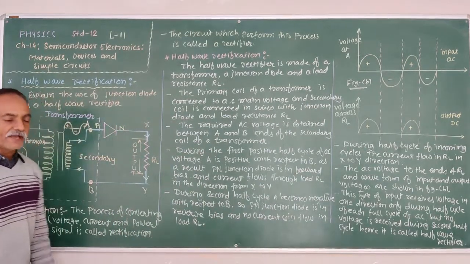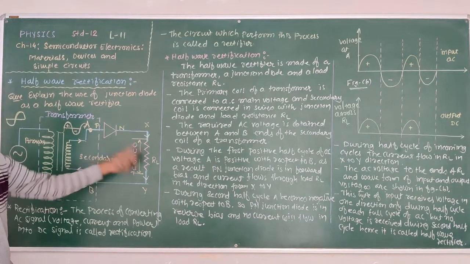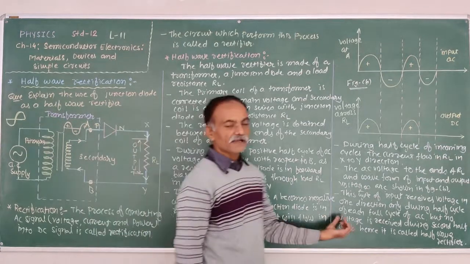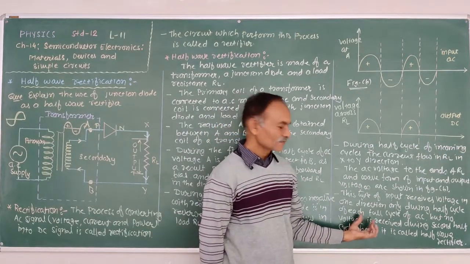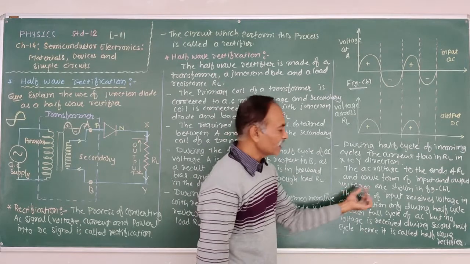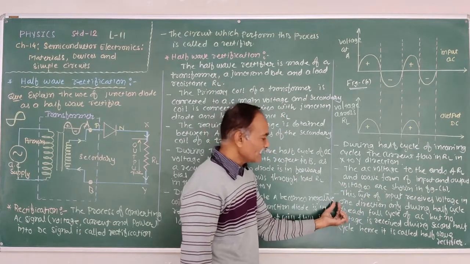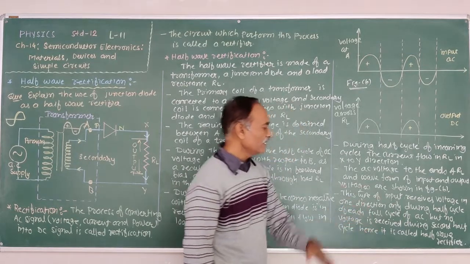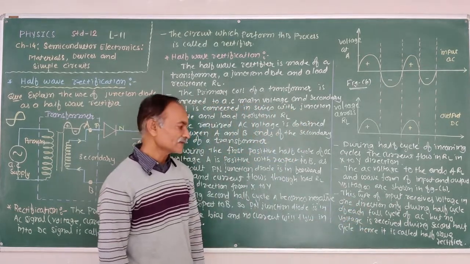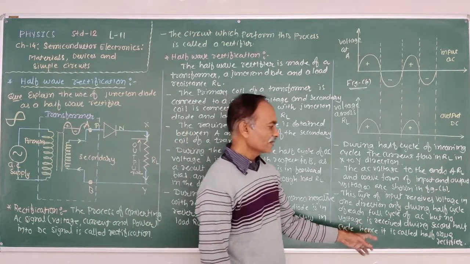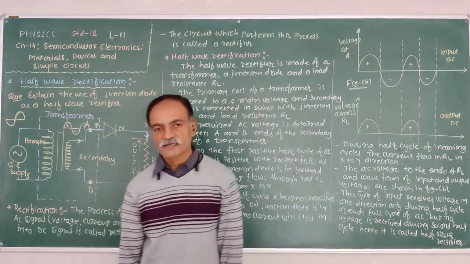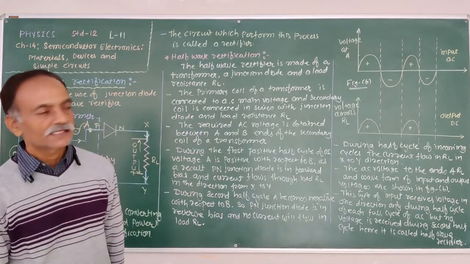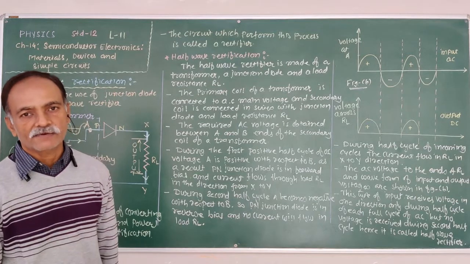Now, this type of circuit receives the voltage in one direction only during the half cycle of each full cycle of AC voltage. But no voltage is received during the other half cycle. So it is known as the half-wave rectifier.